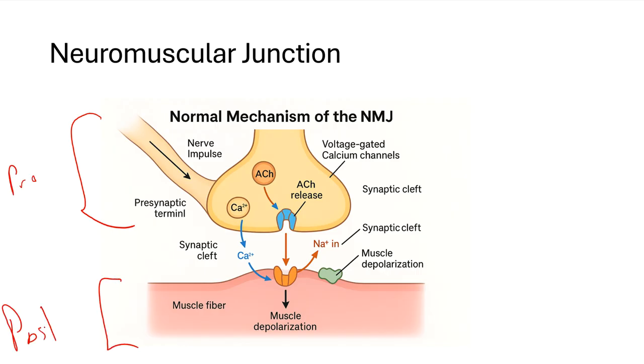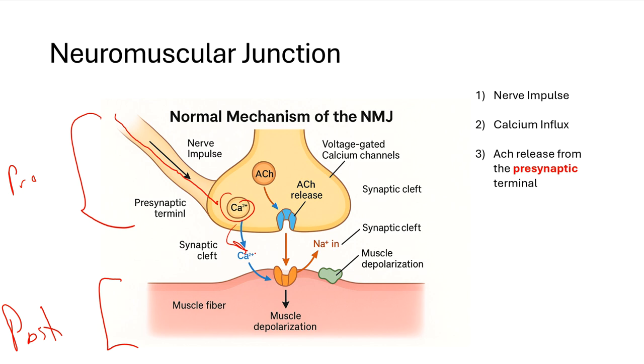be our postsynaptic terminal. So what happens first is that you get some sort of action potential or nerve impulse that travels down a motor neuron to the presynaptic terminal at the NMJ. This action potential opens voltage-gated calcium channels, allowing calcium to enter into the synaptic cleft. This calcium triggers synaptic vesicles to fuse with the membrane, releasing acetylcholine into the synaptic cleft. So the release of calcium will then help trigger the release of acetylcholine.